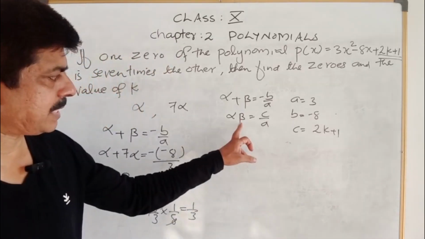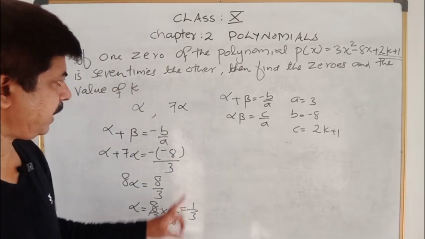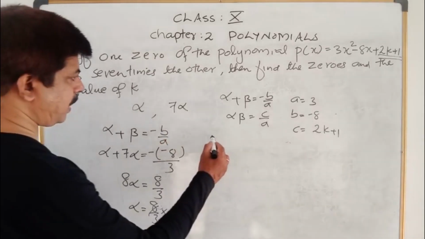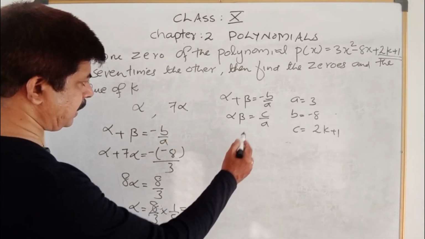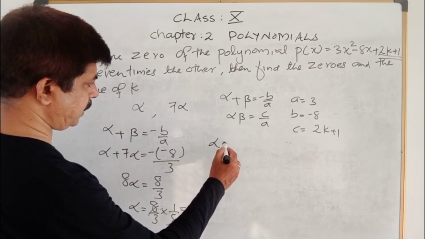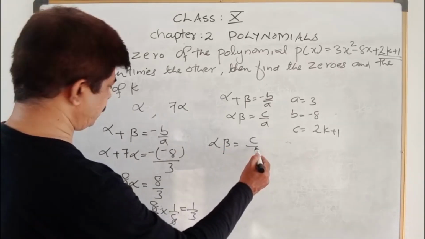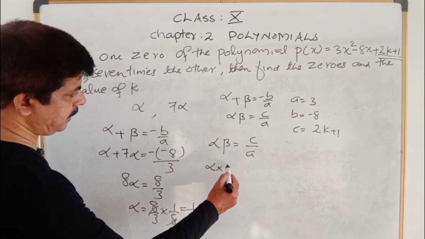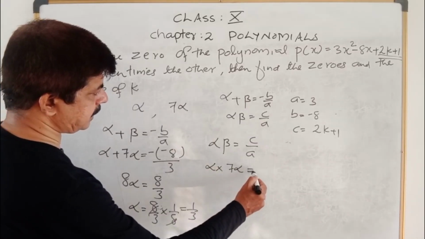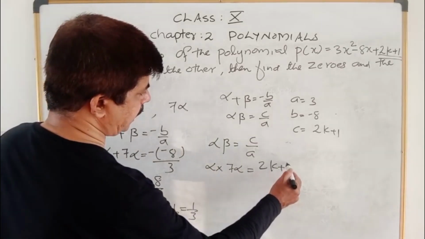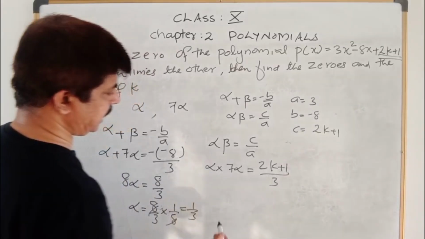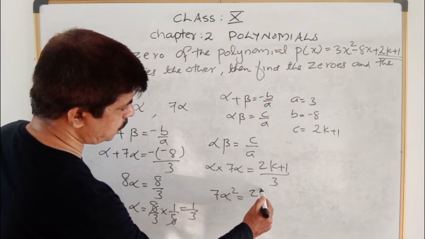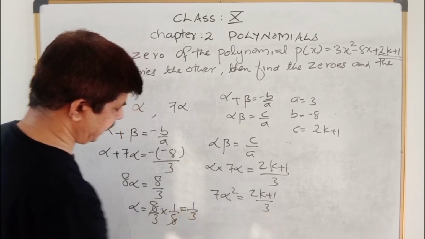Now we use the other equation, alpha beta equal to c by a. We can find out the values of the zeros also. Alpha we can find out. Now we apply alpha beta is equal to c by a. Alpha beta will be substituted by 7 alpha, equal to c, 2k plus 1, by a, 3. So 7 alpha square is equal to 2k plus 1 by 3.